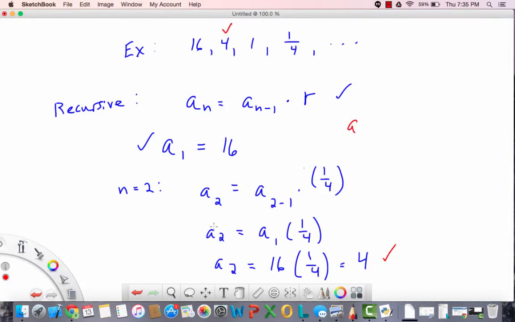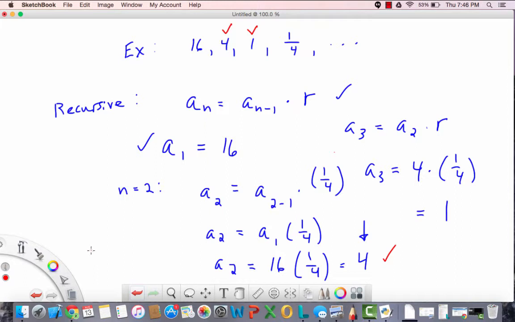Let's do a sub 3. A sub 3 equals a sub 2 times r. In other words, a sub 3 equals a sub 2, which we just found. It's 4, right here, times r. 4 times 1/4 is 1. And that's our third term.